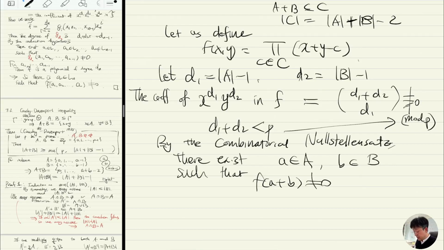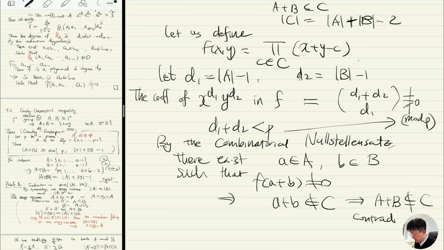So what does that mean? That means a plus b is not in C. So A plus B is not a subset of C. Contradiction. Okay.